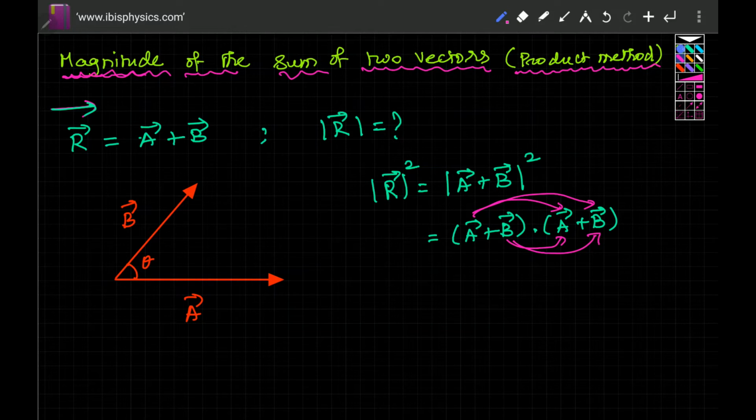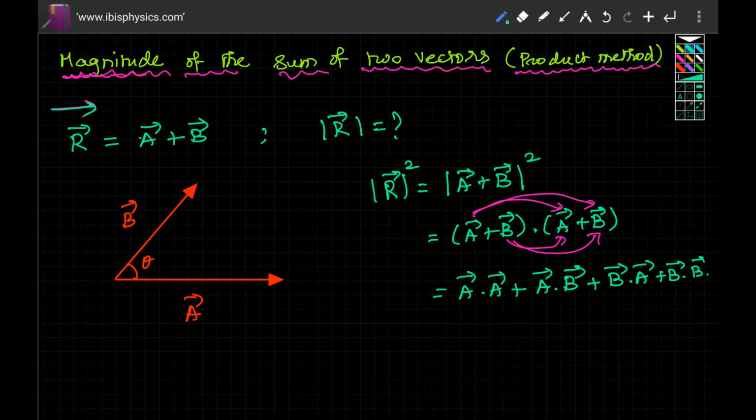So now what do we get? A vector dot a vector, plus a vector dot b vector, plus b vector dot a vector, and then plus b vector dot b vector. In the last video we saw that a vector dot a vector is modulus a, modulus a, and cos 0, which is 1. So a dot a is actually a square.